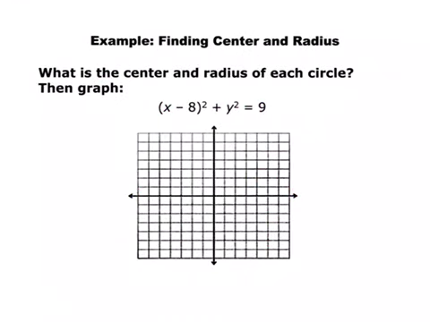Here we're looking at taking an equation of a circle and then graphing that circle from the equation. So to do this, we have to pull out a few pieces of information from the equation. We've got to find h, k, which is our center, and we also have to determine what our radius is.